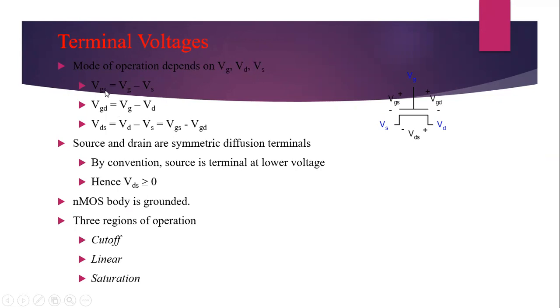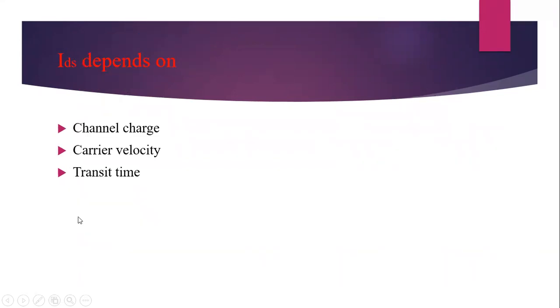First, considering VGS, that is the voltage difference between gate and source. VGS is equal to VG minus VS. Similarly, VGD, that is gate to drain, is equal to VG minus VD. And VDS is equal to VD minus VS, and we also get this by subtracting VGS minus VGD. The condition here is VDS is always greater than or equal to 0, and the substrate is grounded. The three operating regions are cutoff, linear and saturation. And IDS, the drain to source current, depends on channel charge, carrier velocity and transit time.